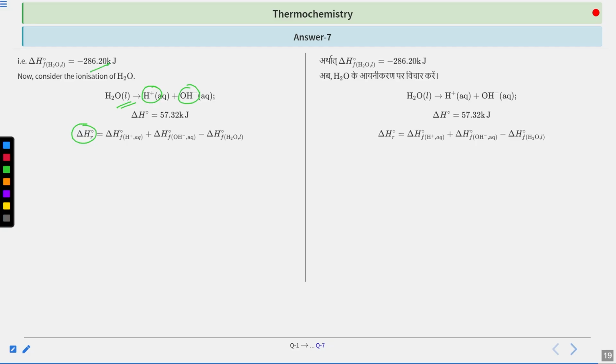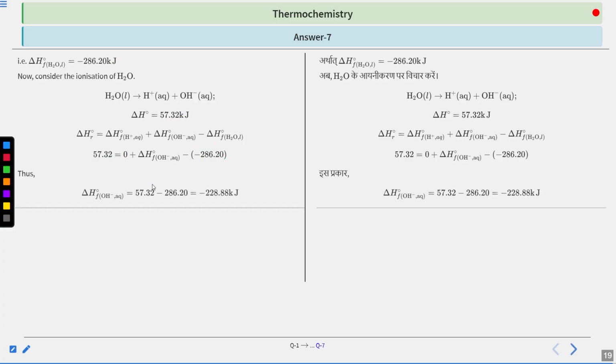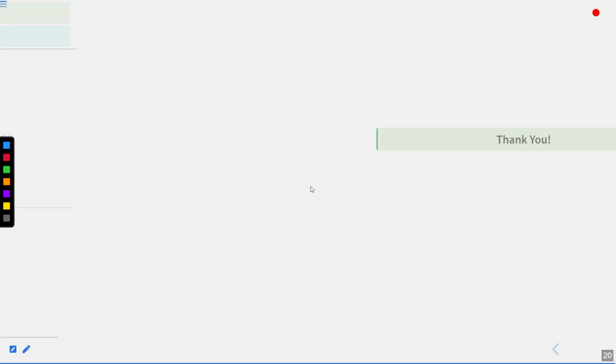Now we know the delta H formation of H plus, for this the value is 0, and delta H reaction is also given, which is 57.32 kilojoule. Now you put this thing here and you get your delta H naught formation. See, it is written 0, it is minus 286.20, which we have been given, and this is 57.32 kilojoule, which is also given. So that will give you the formation of OH minus, and that is minus 228.88 kilojoule as your correct answer. So this was all for today's question session. Thank you.